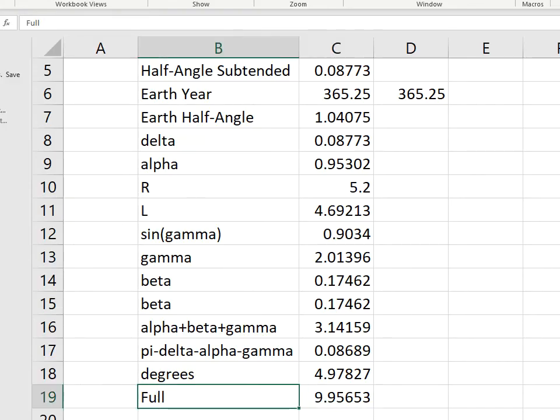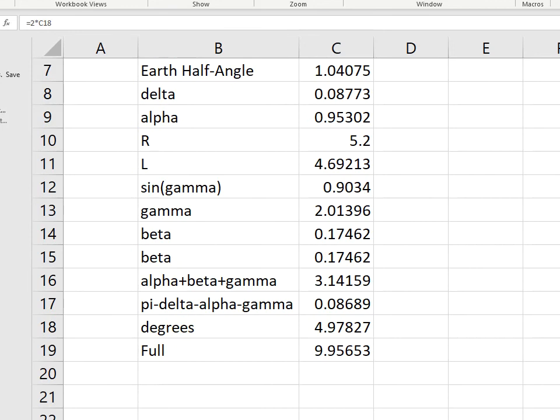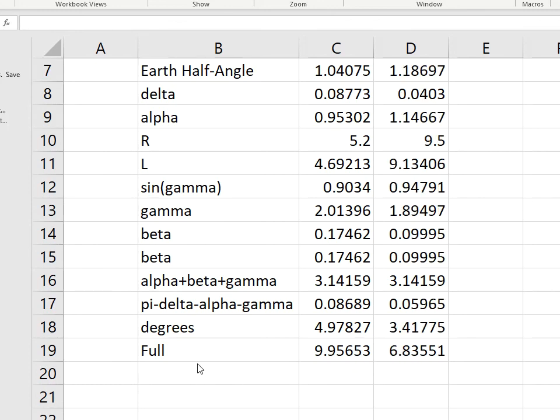So the full angle subtended by Jupiter in retrograde is about 9.9, just about 10 degrees of right ascension, which is not the 30 degrees that I had hoped to get it all the way from Capricorn to Pisces, but it's about enough to get it to either come from Aquarius or from, I think it's called Aries. And now that I've done that in the spreadsheet, I could copy it over and see how far Saturn travels in retrograde, and it seems to be about 6.84 degrees.